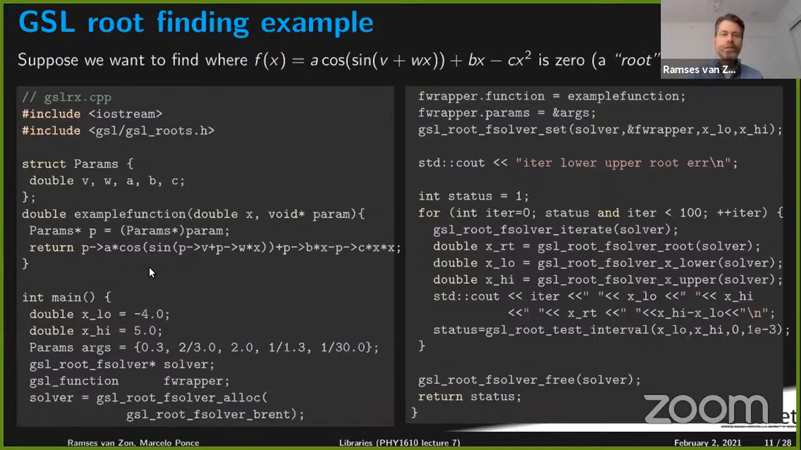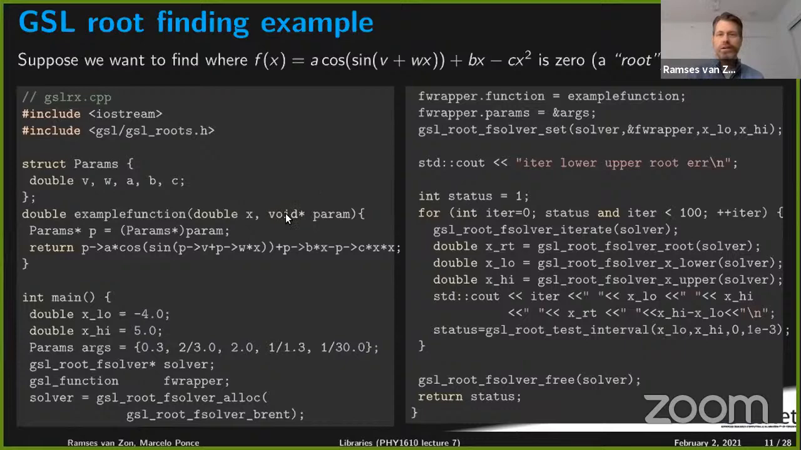And the rest of the code doesn't implement the root finding. It implements an interface to the GSL to find this. So we'll look into more detail at the end of the lecture why it is structured the way it's structured and why there's still so much code even though we're using a library. But you can already see pointers floating around.